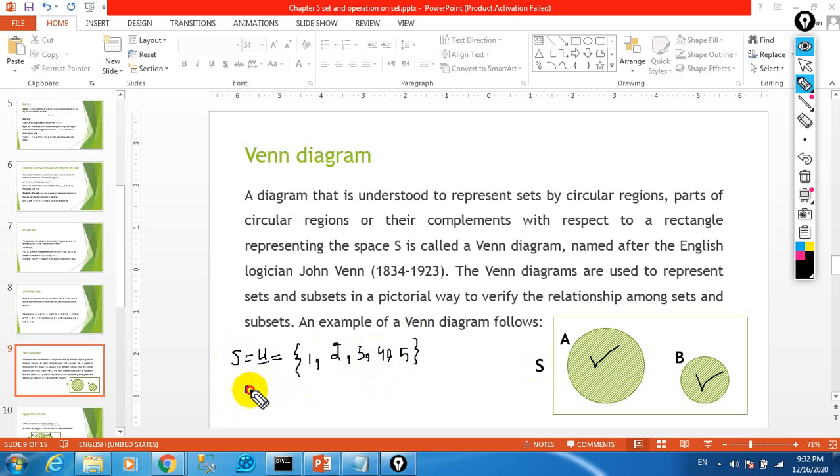For example, let me make set A. Set A is equal to 1, 2. Set B is equal to, for example, 3, 4. So here B has 3, 4. Look at this, let me just write the elements of the set. So here this is set A, so set A has elements 1, 2.